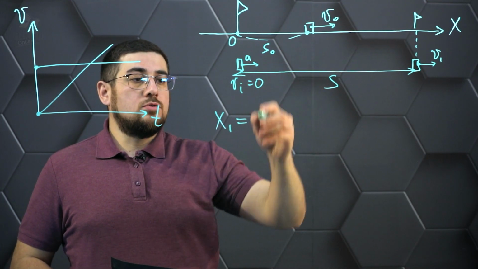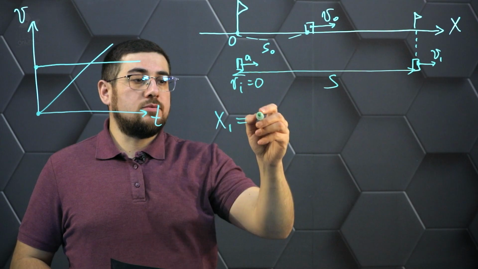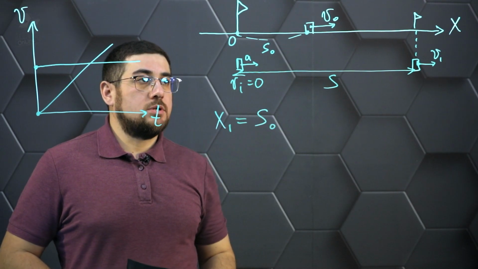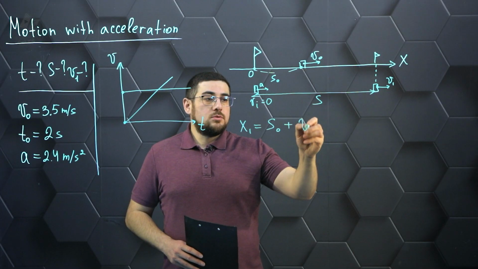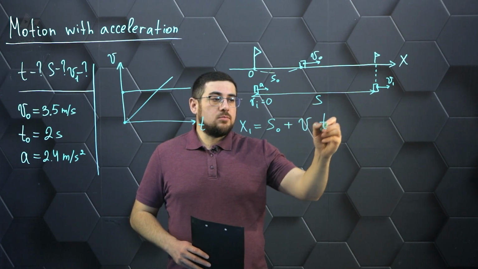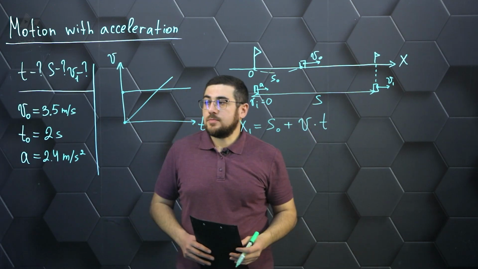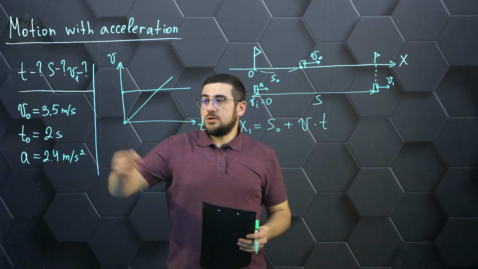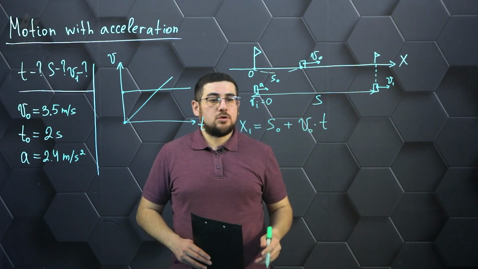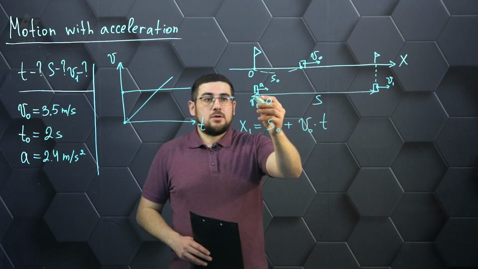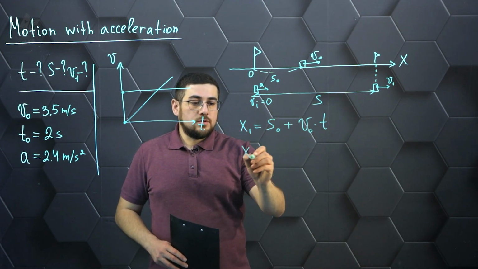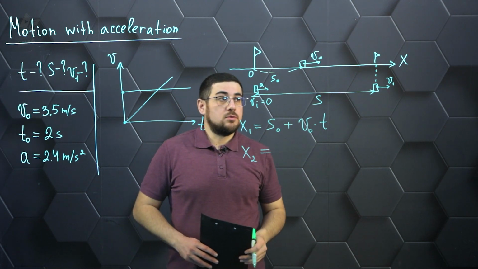Then, the coordinate equation of the first cyclist would be the initial coordinate plus the velocity multiplied by the time of motion up to the time of the encounter. We will consider the velocity of the first cyclist as v0 and substitute it into the equation. Now consider the coordinates of the second cyclist who will catch up with the first one using some acceleration.